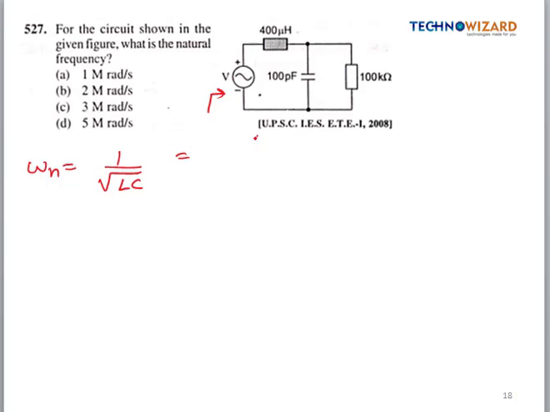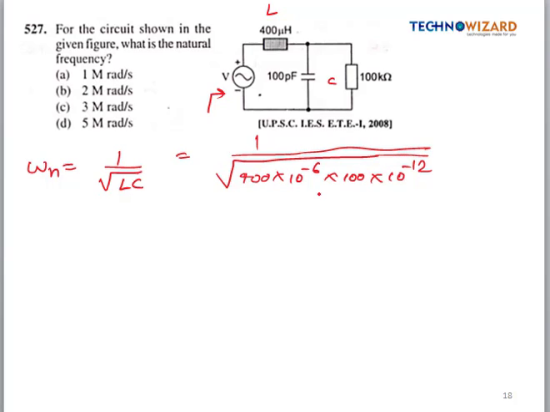Now let's substitute the values of L and C given in the question. So this is L and this is C. This is 400 into 10 to the power minus 6, since micro is 10 to the power minus 6, into 100, and pico is 10 to the power minus 12. So we are getting 1 by root of 4, and the power of 10 is minus 18 plus 4, which is minus 14, so this is 10 to the power minus 14.